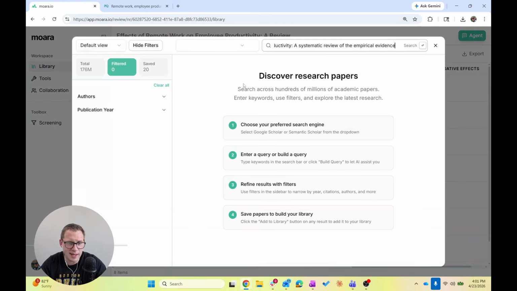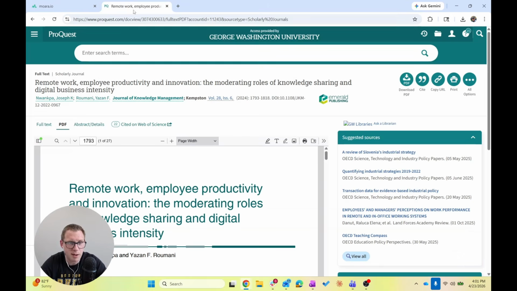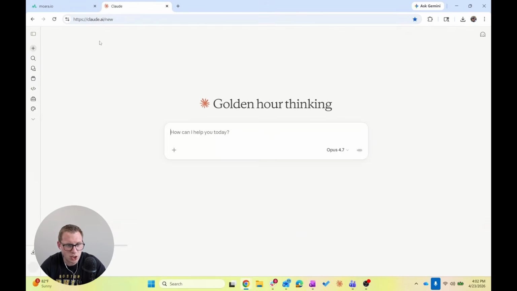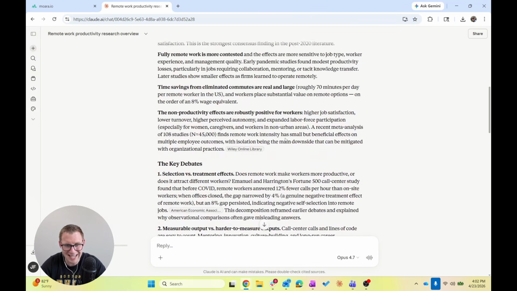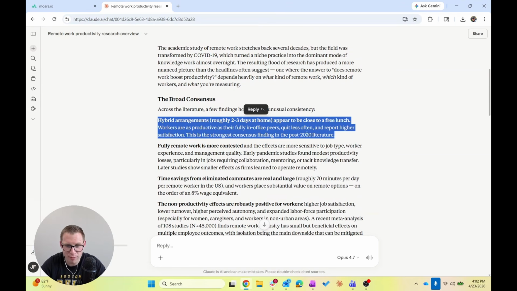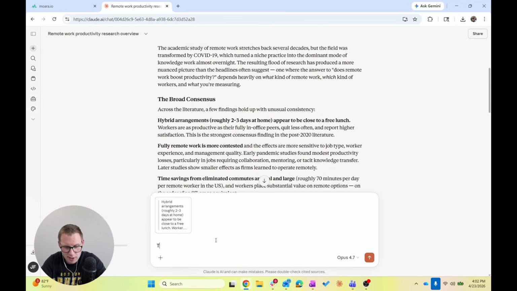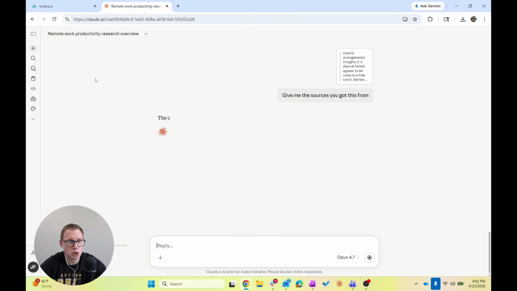I want to reiterate one more thing, and that is if we were doing this in full, I would absolutely be typing in things like effects of hybrid work. I'd find some way to word it. Maybe I'd work with the agent to figure out a search strategy, but hybrid work environment on productivity. And then here's one other thing you can do that I think is really helpful because only one of the papers we marked as high priority actually mentioned this particular topic. The one other thing I could do is go into the initial summary. Hybrid arrangements, I mean, this is right up front, appears to be close to a free lunch. Very simple. Give me the sources you got this from, or however you want to word it. And let's see if we can get some links and papers that we should have otherwise included.